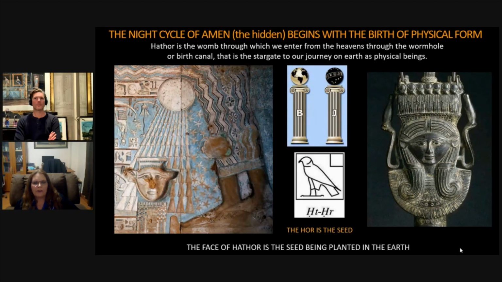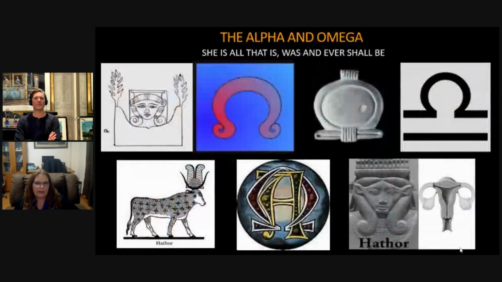So the face of Hathor is the seed being planted in the earth-based perception of reality. And Hathor has so much symbolic knowledge and wisdom within her expression from ancient Egypt. And you see that her hair is the Omega symbol, which the Greeks made famous. It is the womb, again, the Milky Way that gives birth to this perception of reality. The Milky Way and the earth are the container for life force itself.